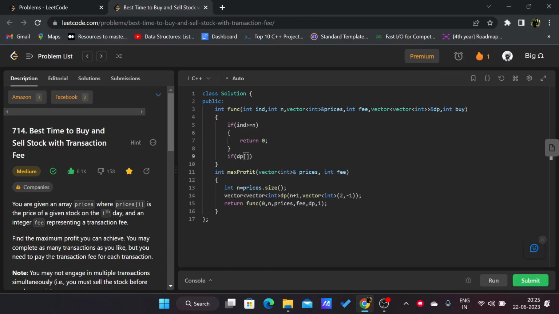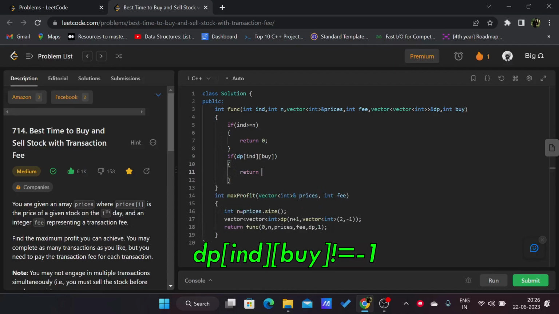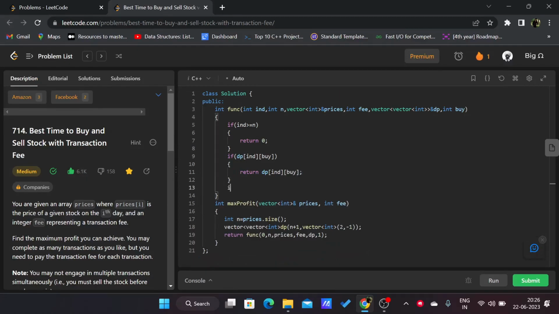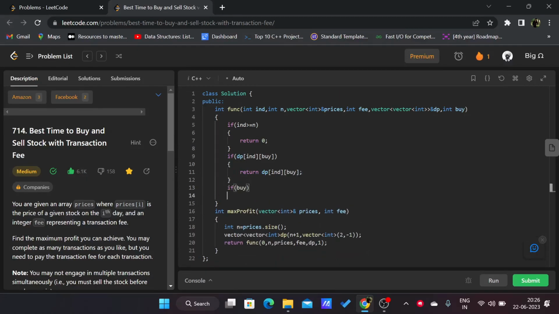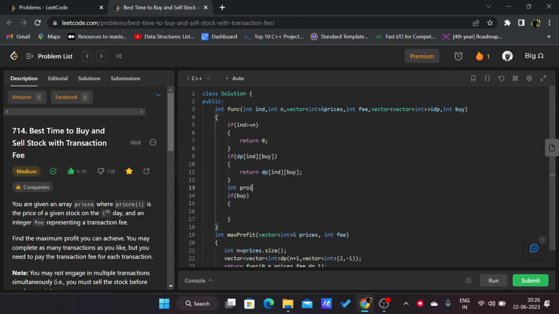If I've already solved for that index, for that condition, I'll just return the answer which is stored in dp at that particular index. And now if I need to buy, what I will be doing, first of all let me take a variable int profit, which will be equal to 0.